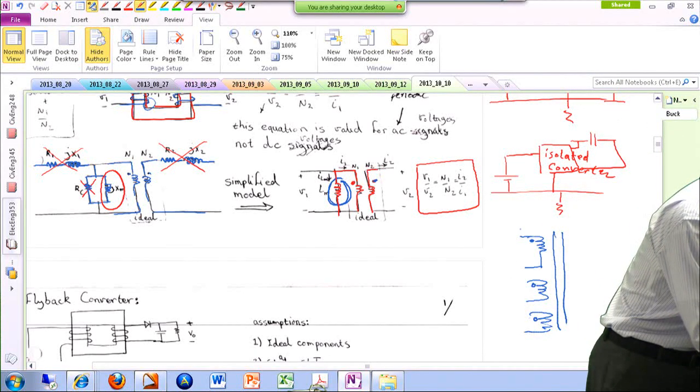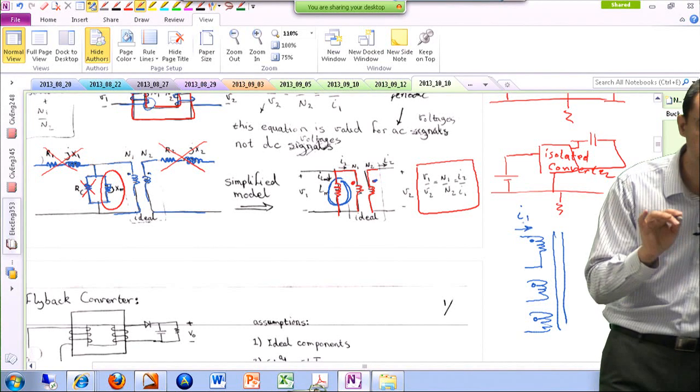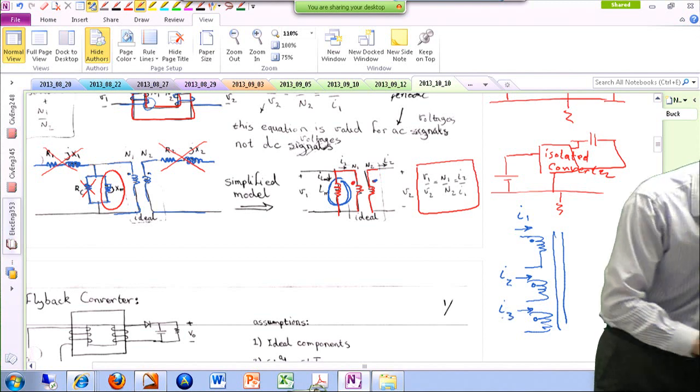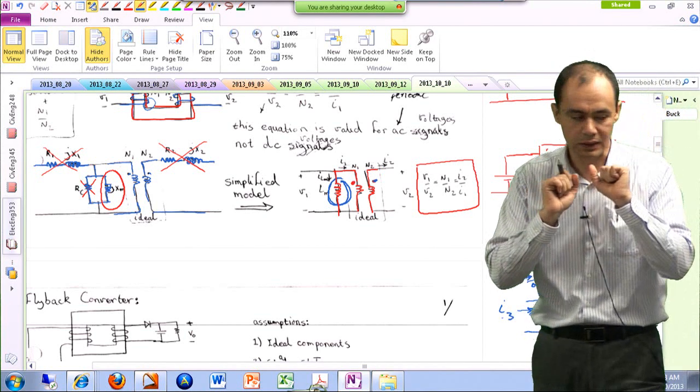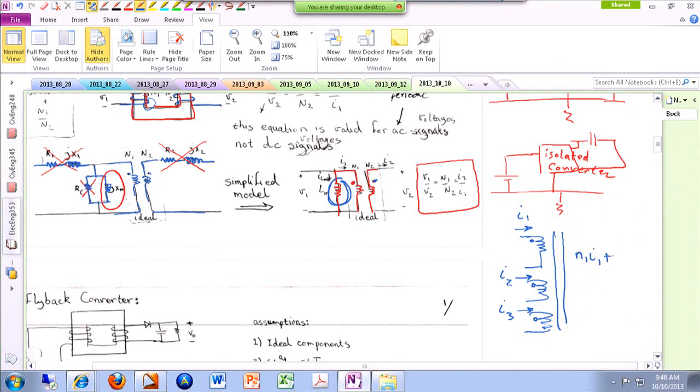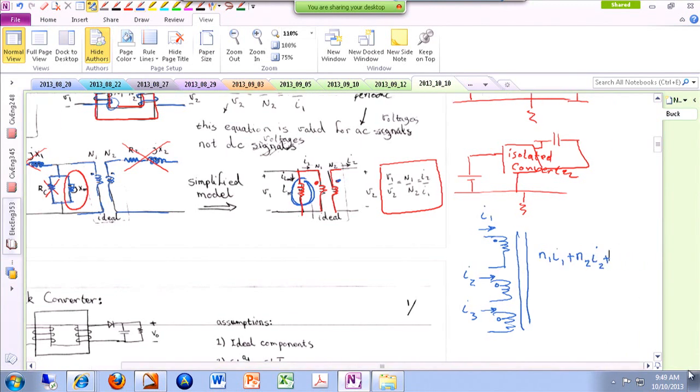Then you can argue that if you assume all of these currents, I1, I2, I3, are flowing into your transformer, the equation that you have to write is N1 I1 plus N2 I2 plus N3 I3 equals 0.